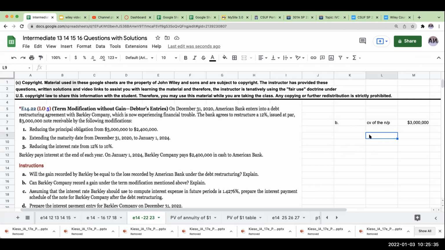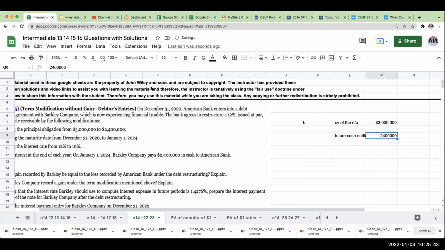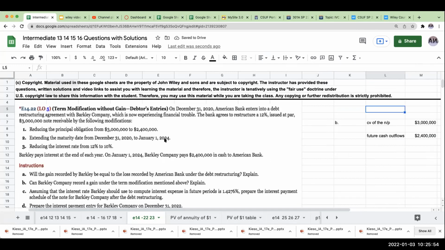So what are my future cash outflows? I know I'm going to have to pay 2.4 million on January 1st, 2024, but I'm also going to have interest payments. The first one I make is on 12/31/21, then 12/31/22, and 12/31/23. When I make these interest payments, it's going to be 10% of the carrying amount of the note.